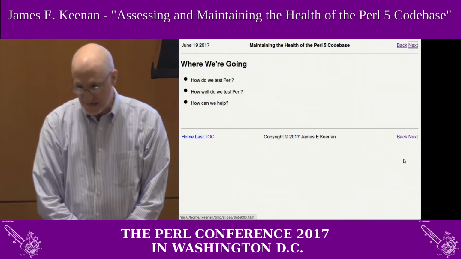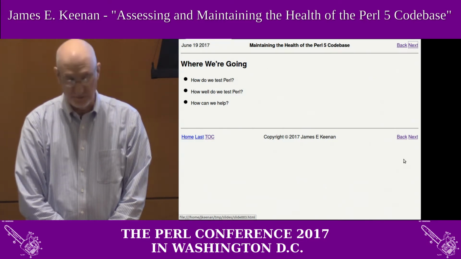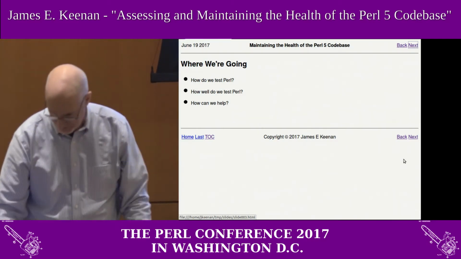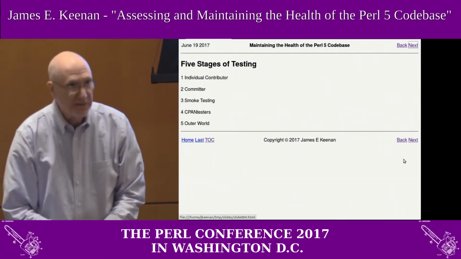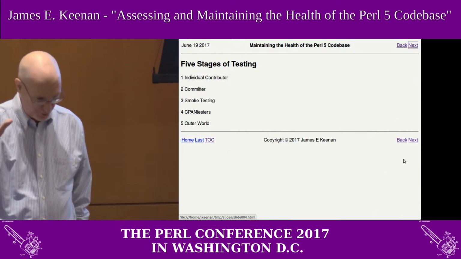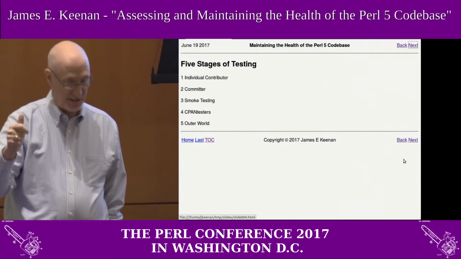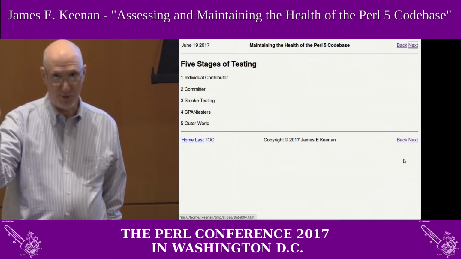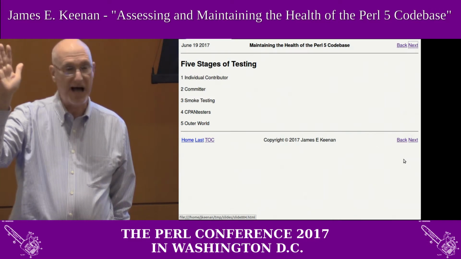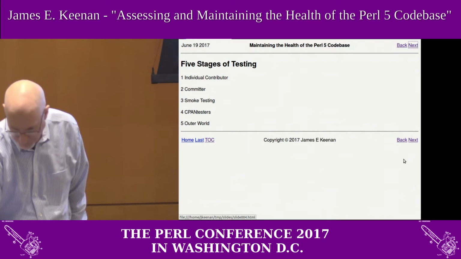We're going to see how do we test Perl, how well do we test Perl, and how can we, meaning you, help. So there are 5 stages of testing of the Perl 5 core distribution: testing by individual contributors, committers, smoke testing, by CPAN testers, and by the outer world. We will consider each in turn.